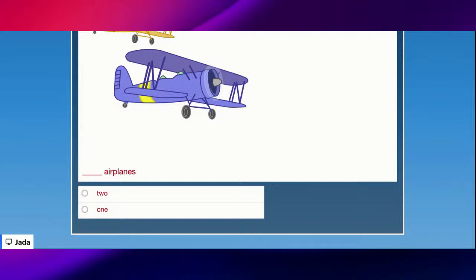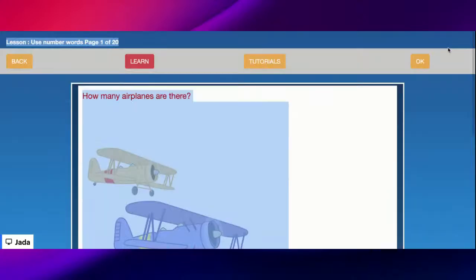Everyone, what's your answer here? Stay focused, you guys, and send in your answers. Participate. Is it A or two? Okay. So we have two airplanes here. Two airplanes.